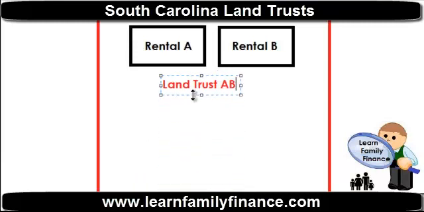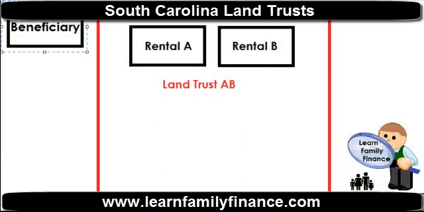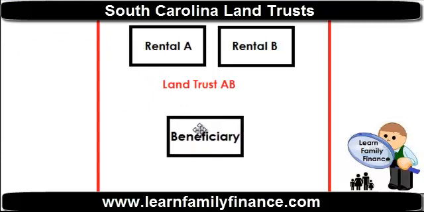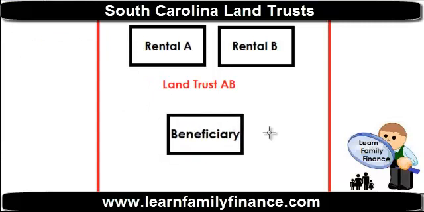So in the land trust AB, you're going to have to name a beneficiary. And if you're just going to name you or a person as that beneficiary, here's the problem. This person will be exposed to any judgment on either rental A or rental B. So that's why you're going to have liability if you just have the land trust by naming a person as a beneficiary.